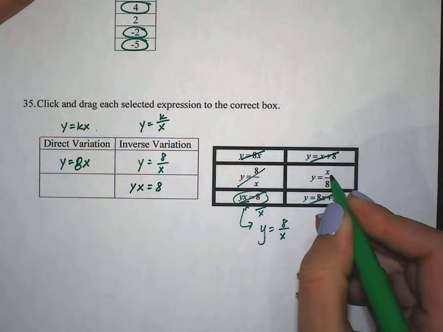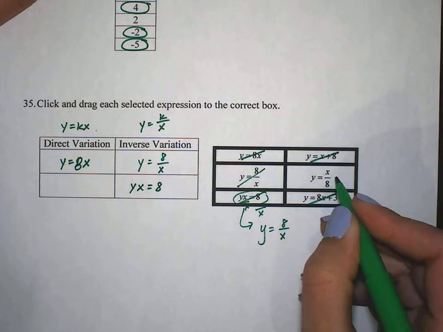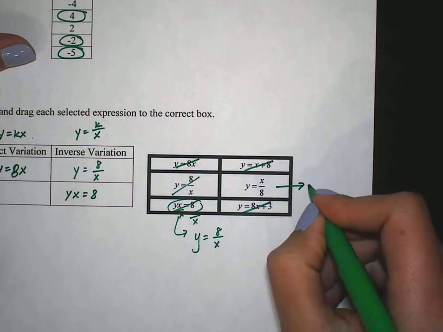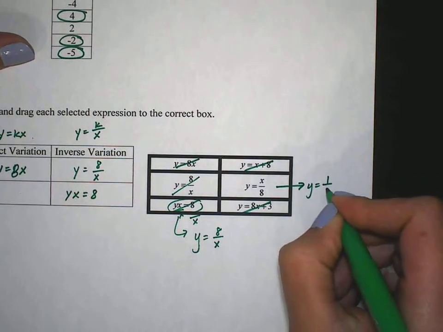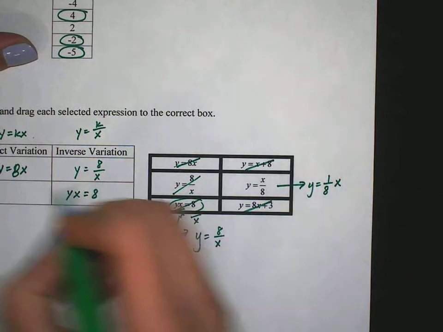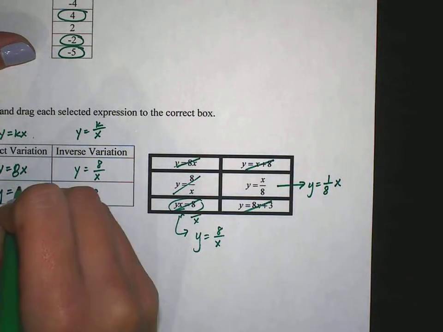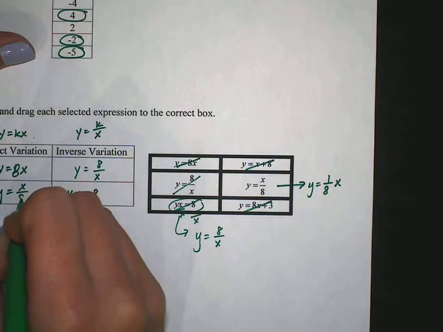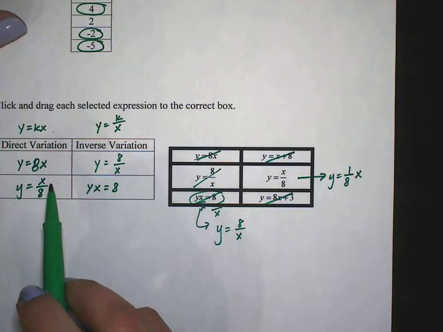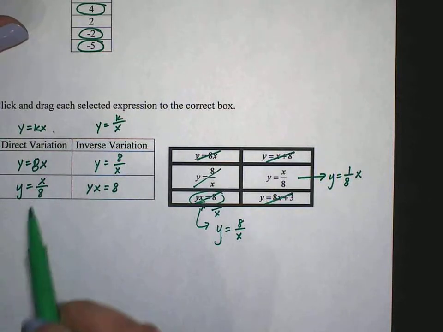And the last one, y equals x over 8. There's division, but remember, whenever you're dividing by a number, it really just means it's 1 over that number times x. So this is my constant variation. So this is actually a direct variation as well. Okay, it's only inverse when you're dividing by x. It's not inverse when you divide by a number.